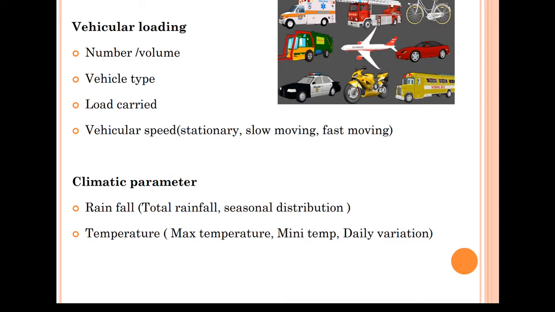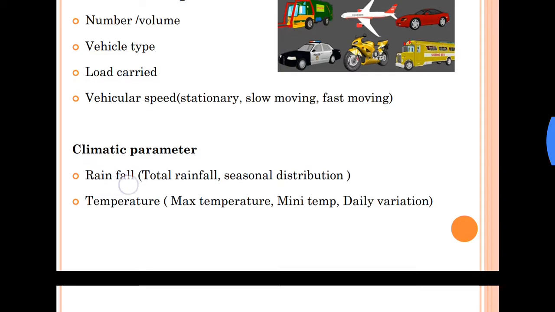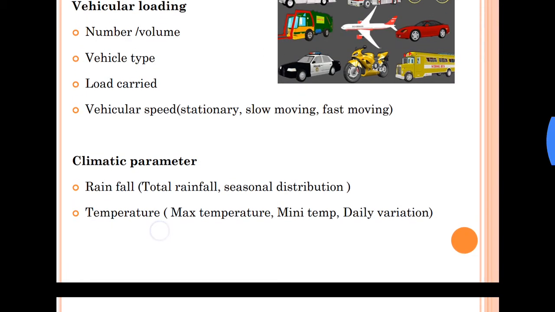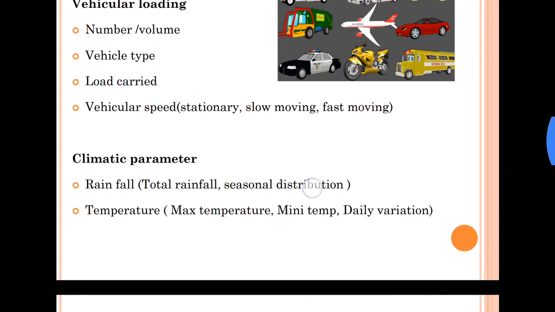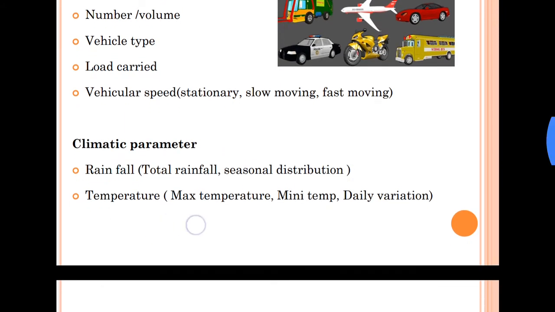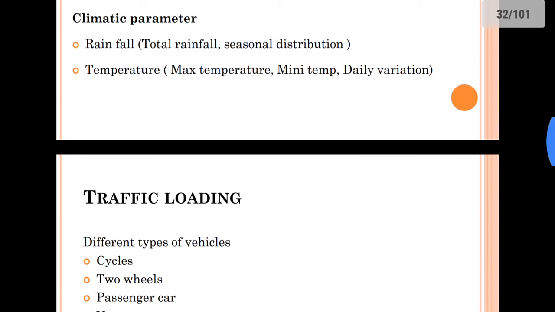Then there come the climatic parameters, which include rainfall and temperature. Under rainfall, total rainfall and seasonal distribution. Under temperature, the maximum temperatures, minimum temperatures, and also the daily or seasonal variations.